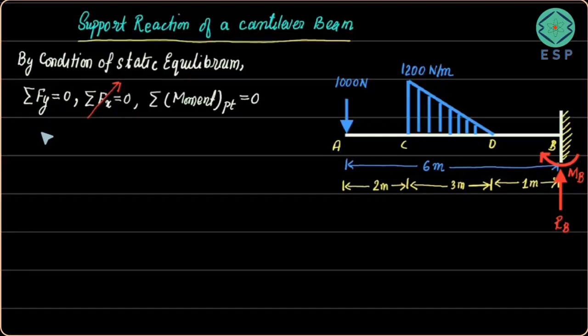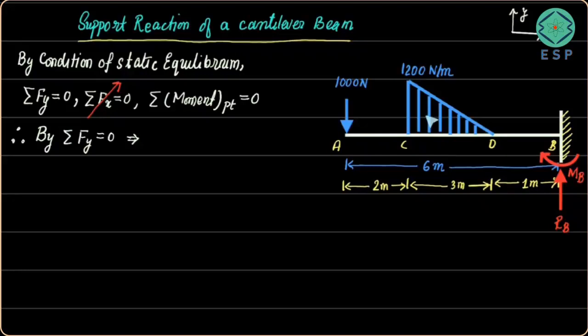So we'll start with the summation of forces in the vertical direction. By condition, the summation of forces in the vertical direction, y meaning vertical, this is horizontal, that is x, and this is vertical, that is y, equals 0. Now I'm going to consider the sign convention that upward forces are positive while all downward forces are negative.